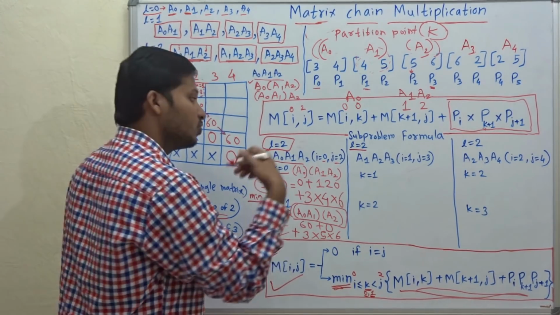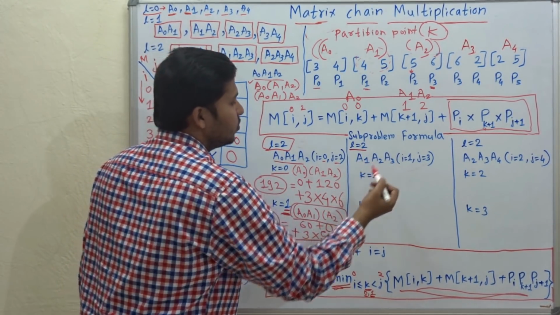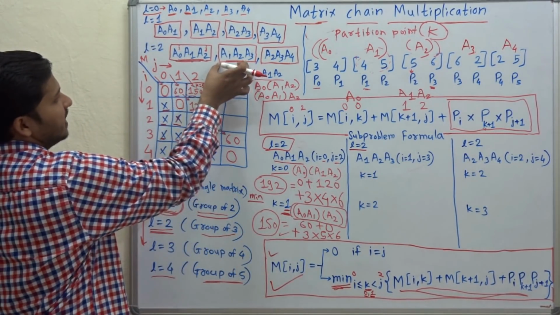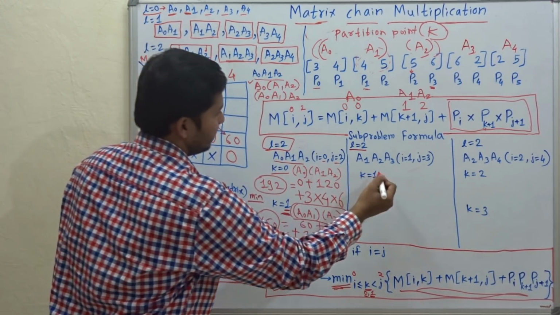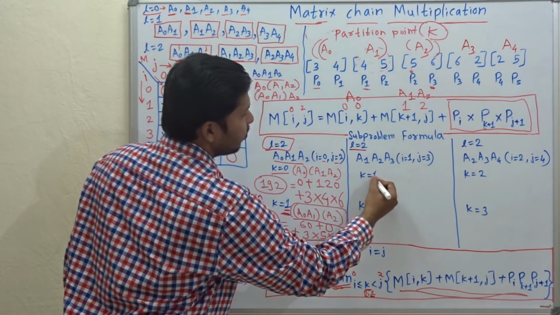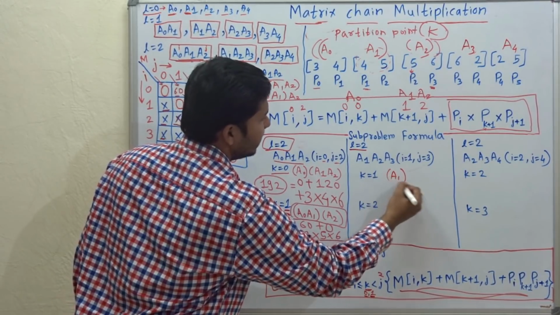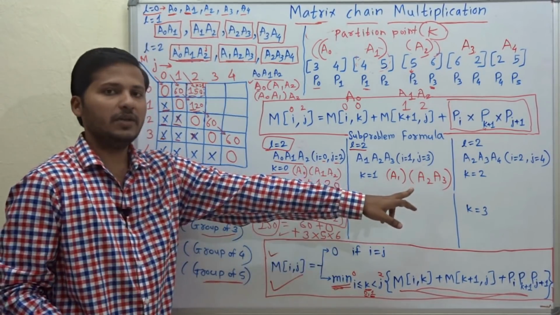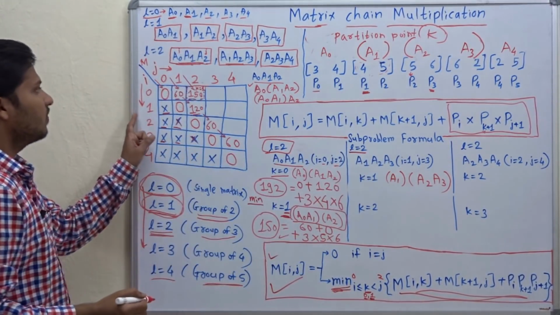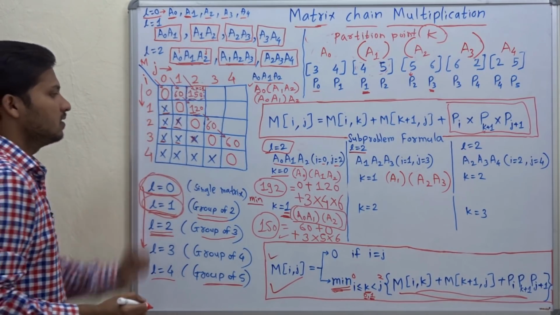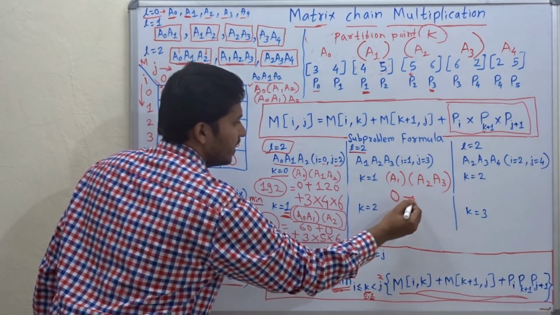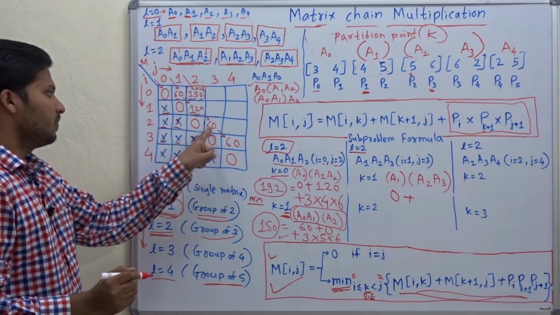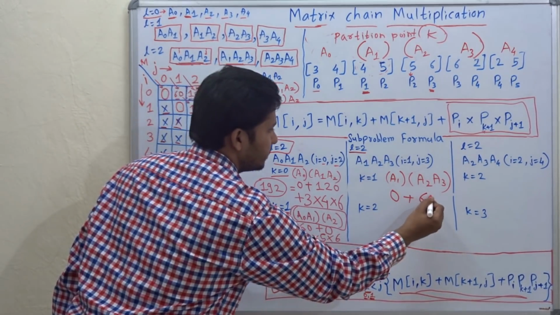Okay, let's go ahead. So the second case is A1, A2, A3, means i equal to 1 and j equal to 3. So here if the partition point is 1, means A1 will be separate and A2, A3. Now what is the cost for A1, means 1 1, that cost is 0, plus the cost for A2 A3, means 2 3, so that cost is 60.